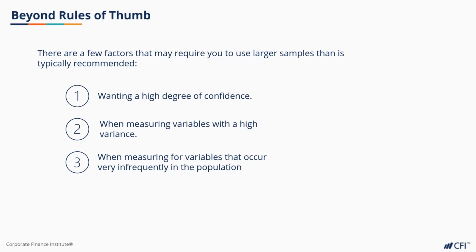With these scenarios, you're unlikely to see even one positive case in a sample of 30. You'll need to increase the size by 1 or 2 orders of magnitude, so you're getting a large number of positive cases.